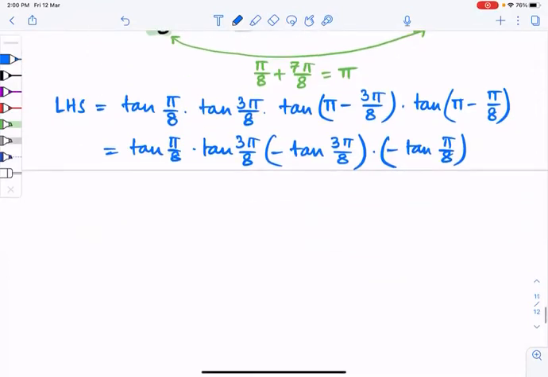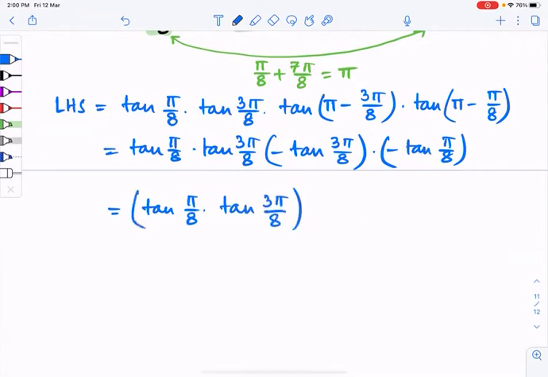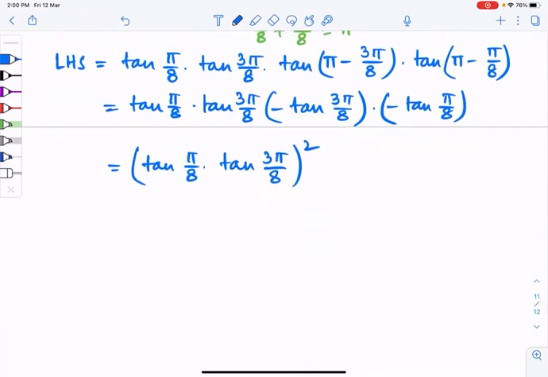So what do I get here? I get minus minus plus, and I get tan pi by 8 into tan 3 pi by 8 whole square. Now if I look at these two, pi by 8 and 3 pi by 8, what is the relation between them? Let us check.